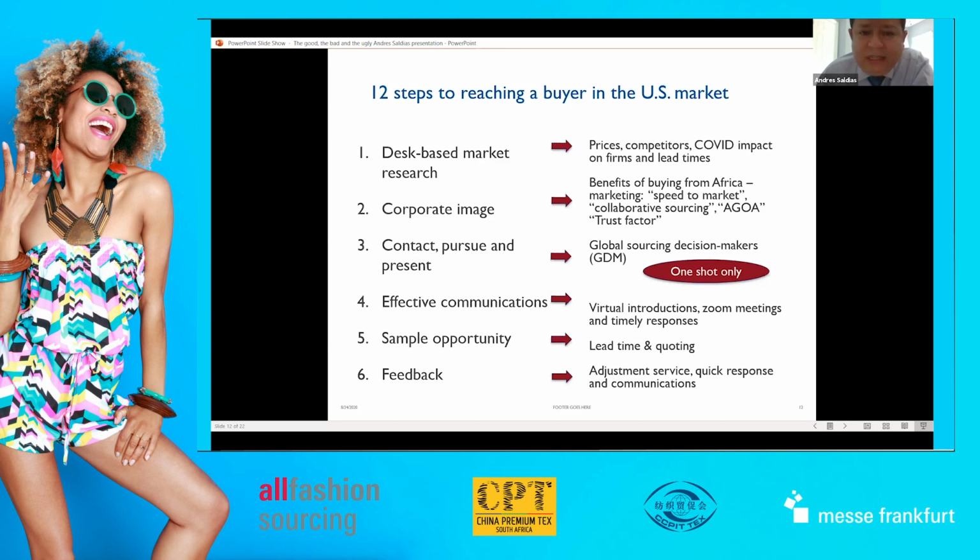How do we present our company to a potential buyer? That is corporate image. How do we present the benefits of buying from Africa? This is full marketing, providing concepts like speed to market, a very trendy concept right now. Whoever can understand speed to market, which means the faster you get to the shops, the better option you have.